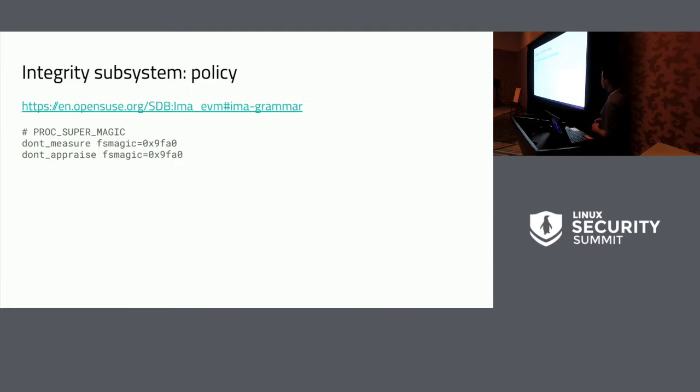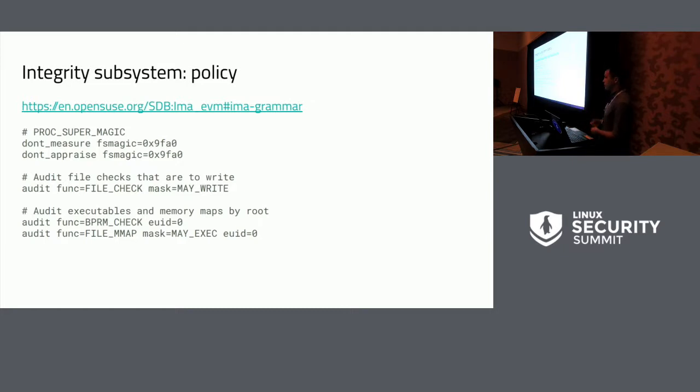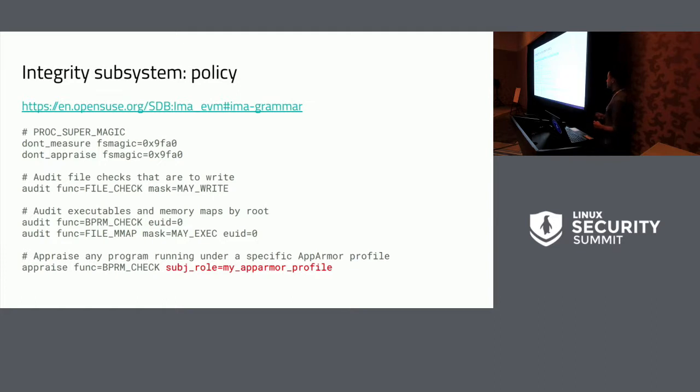There's tons of stuff you can do with this particular policy language. You can say stuff like, don't measure particular types of file systems. For this one, it's proc. You can also have conditionals, like check audit on file checks, but only for write permissions. You can also say, okay, only do it for root. And the one that we actually care about is the subject role one. This is originally for SELinux, but totally works for AppArmor too.